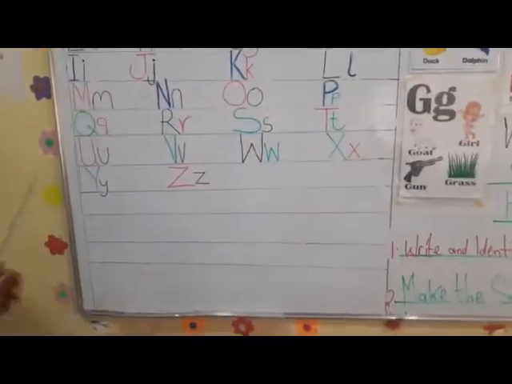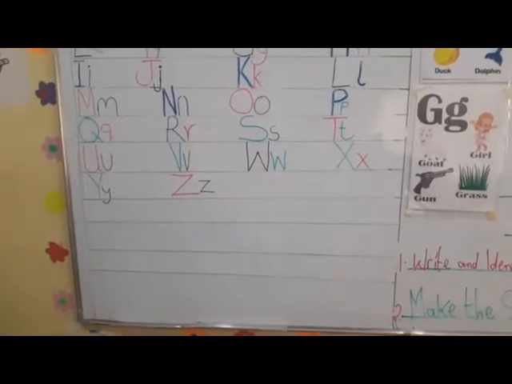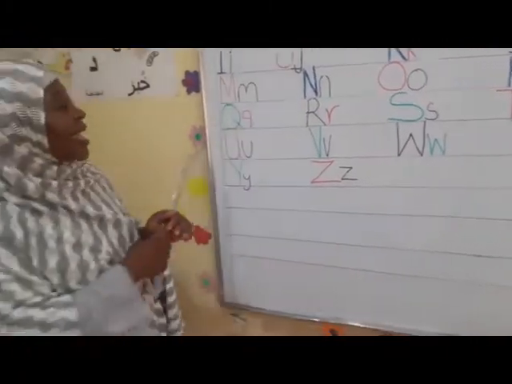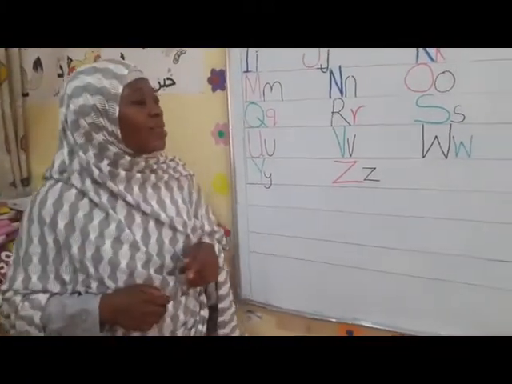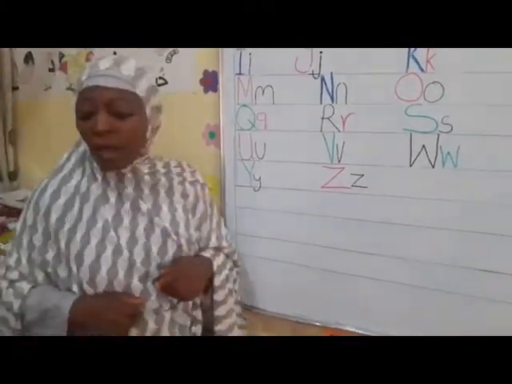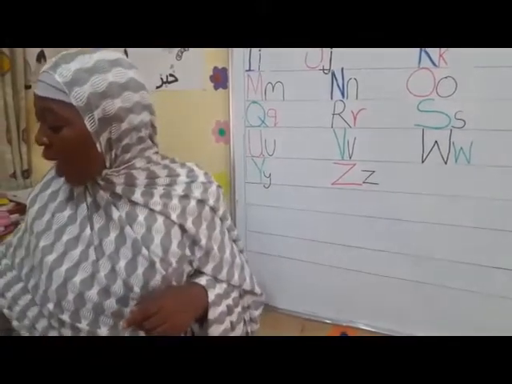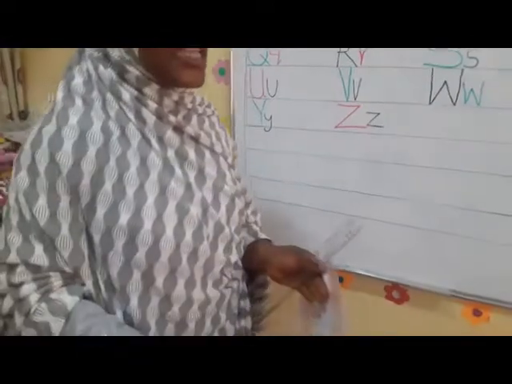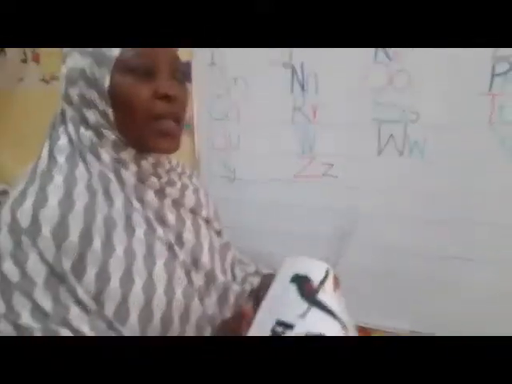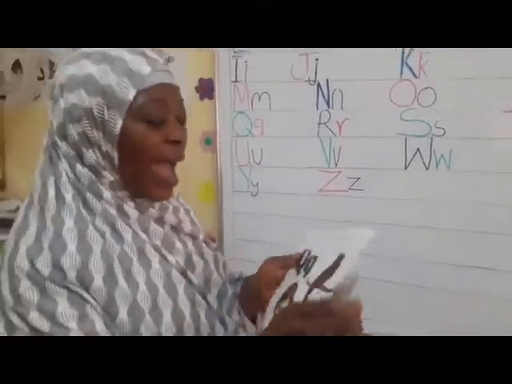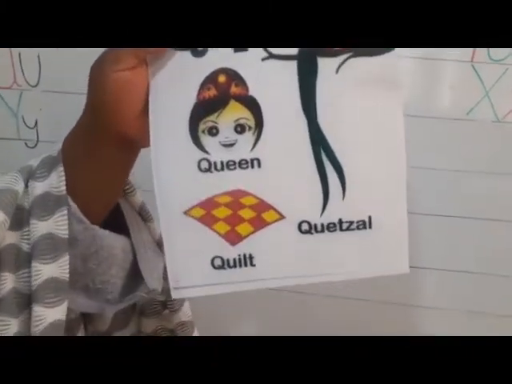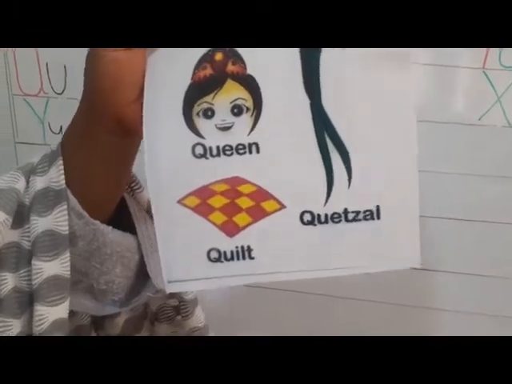What is the next letter? Letter Q. Can you say it again? It sounds Q. As in quiet. As in queue, to line up. As in queen. As in quit. Good.